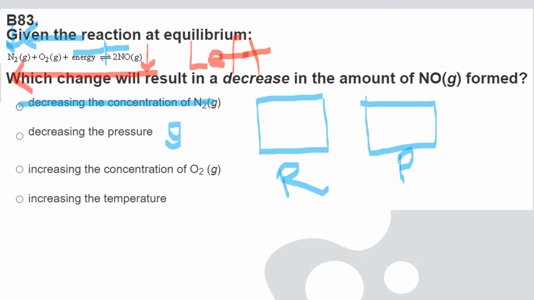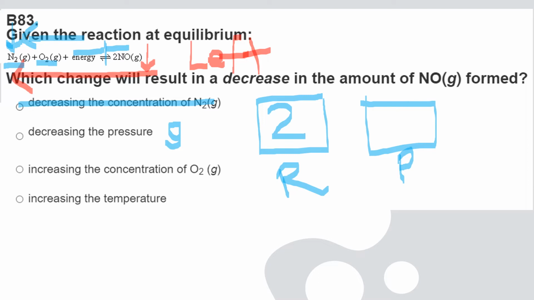So how many molecules of N2 do I have? Look for the coefficient. I have 1 N2. And how many molecules of O2 do I have? Well, I have 1. So I have a total of 2 molecules. I have 1 N2 and 1 O2.